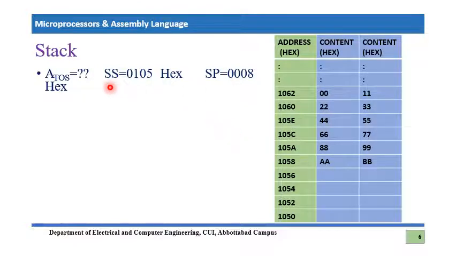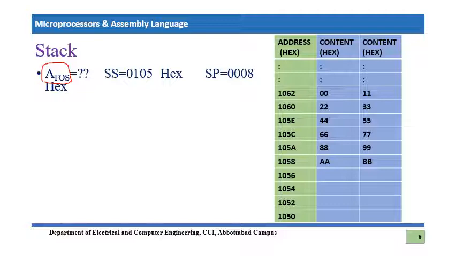We are given this information. We need to calculate the address of the top of stack. Remember, this A is always used to point to physical addressing, right? Whenever this thing shows up, you need to know that we are required to calculate the physical address of something, and in this case it is the top of stack.